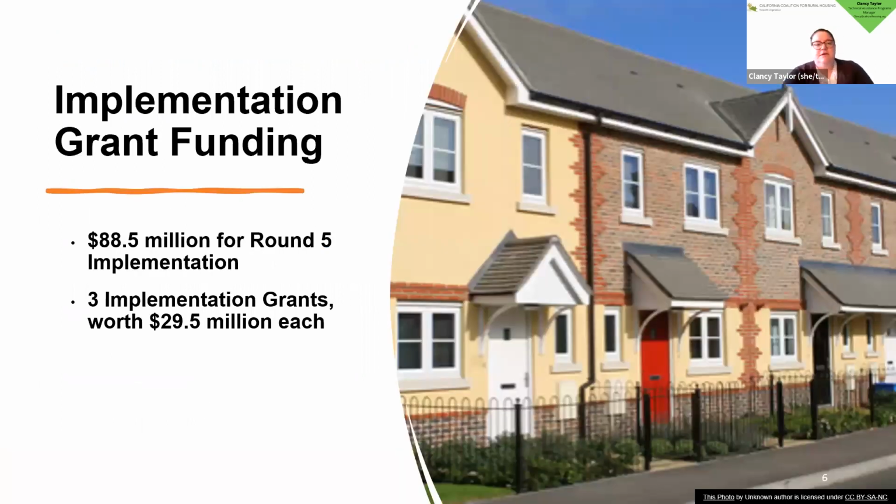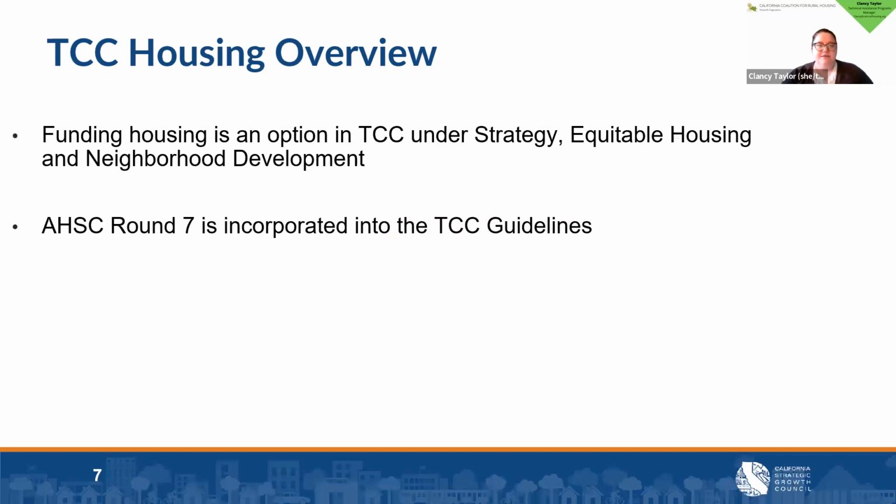Next slide, please, Kate. So, implementation grant funding. We know building affordable housing in this state currently costs a lot of money. So how much money is available for this round? So this round, we have $88.5 million available for round 5 implementation. And as it stands now, SGC is planning on awarding 3 of these implementation grants worth $29.5 million each. So just start thinking about that in terms of not only the housing component of your TCC application, but also with those other strategies. All right, so next slide. And then I'm going to pass it on to my colleague, Kate Roos.